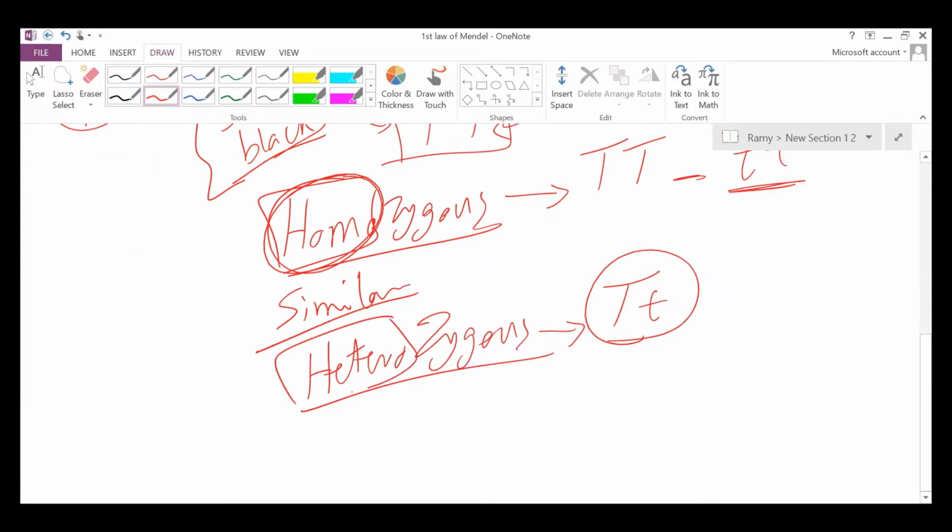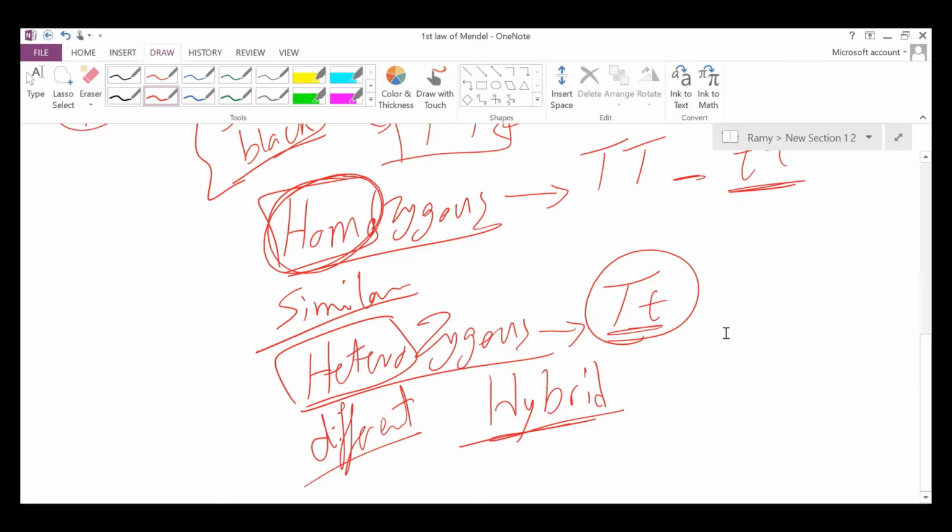Hetero means different. So when we have two different alleles, one dominant and one recessive, in the same organism for a certain trait, it is called heterozygous, T capital, T small, or we call it hybrid. Hybrid means one capital letter and one small letter, or lowercase.